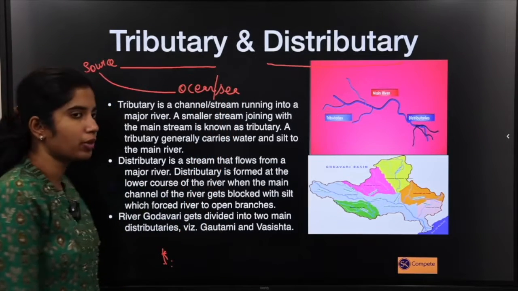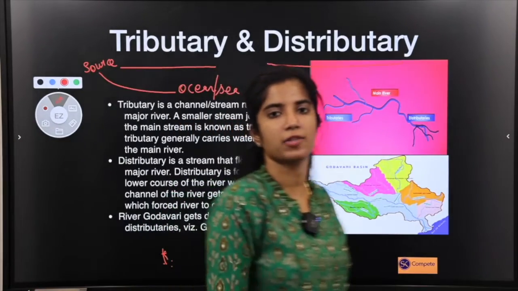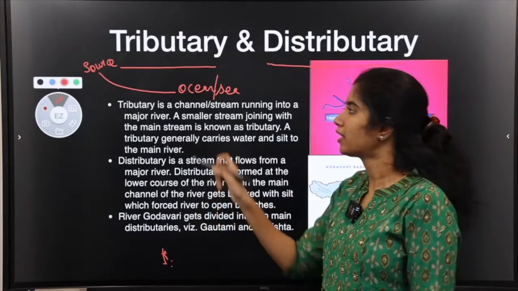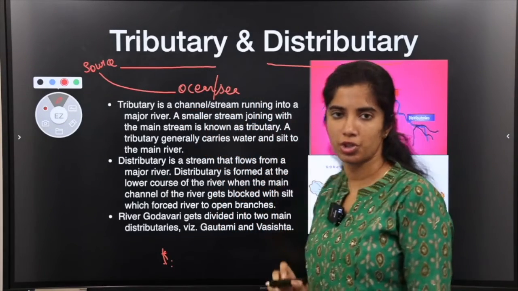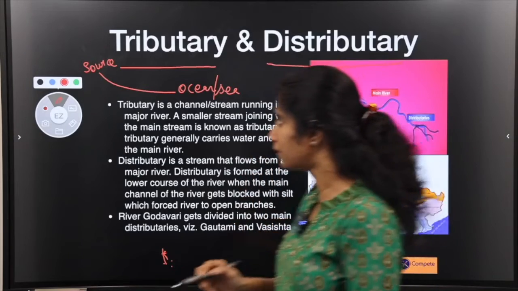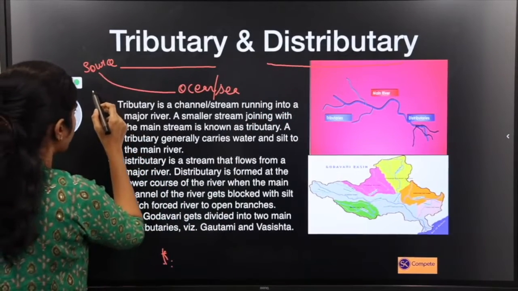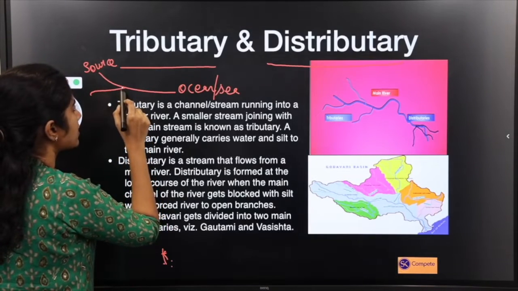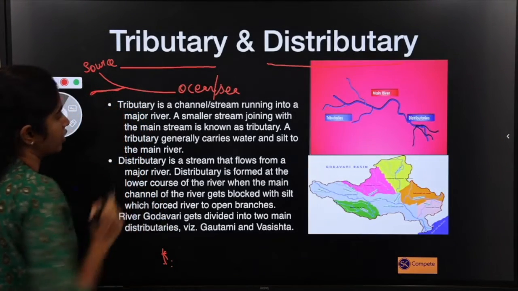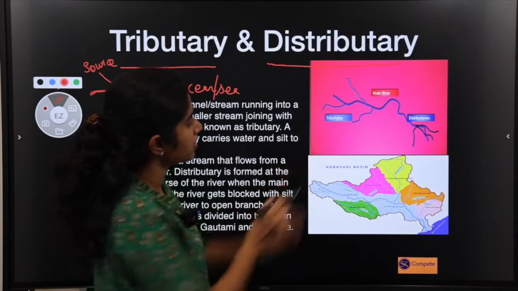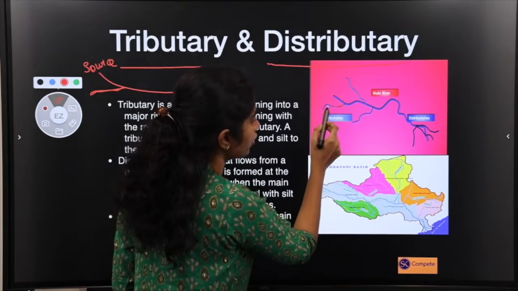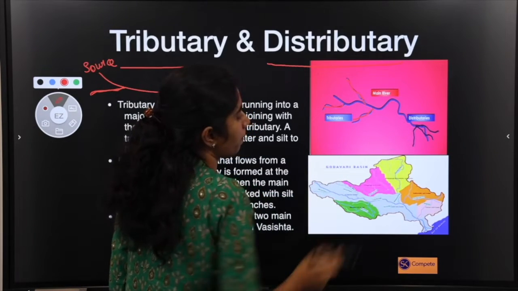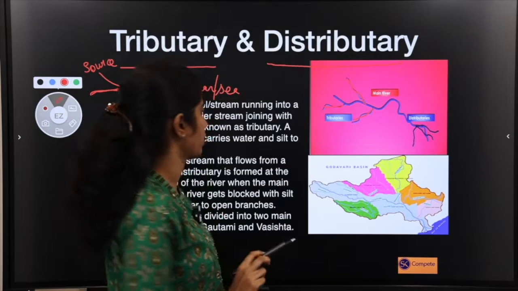So then what is a tributary? A tributary will also have a source, which is something like a mountain or glacier, but instead of directly emptying into ocean or sea, after flowing for some distance, it will join the main river. And then it will be known by the same name as the main river. As you see here, this is the main river. These are the tributaries, small rivers joining the main river before emptying into ocean or sea.